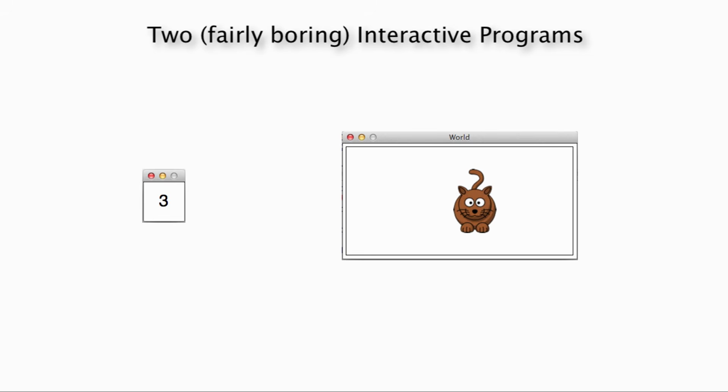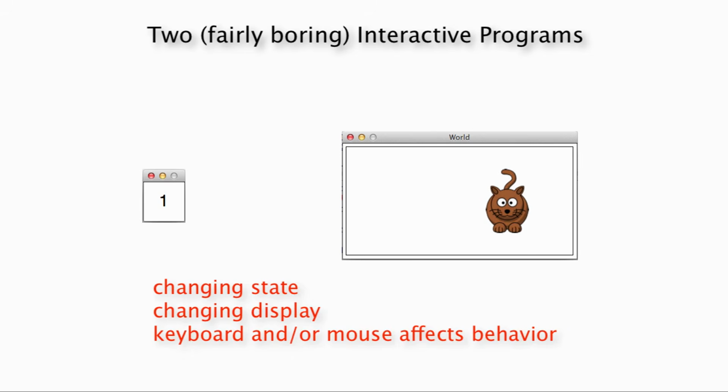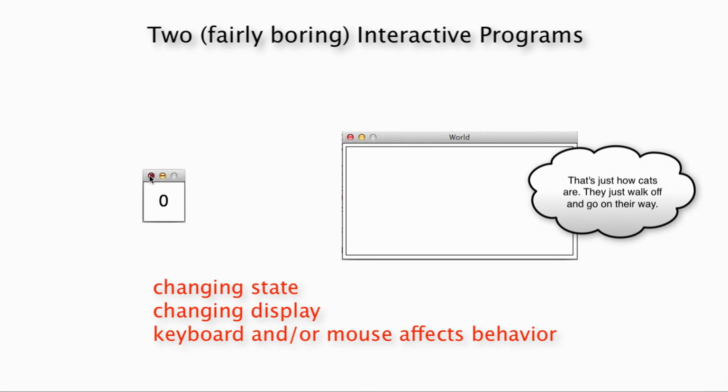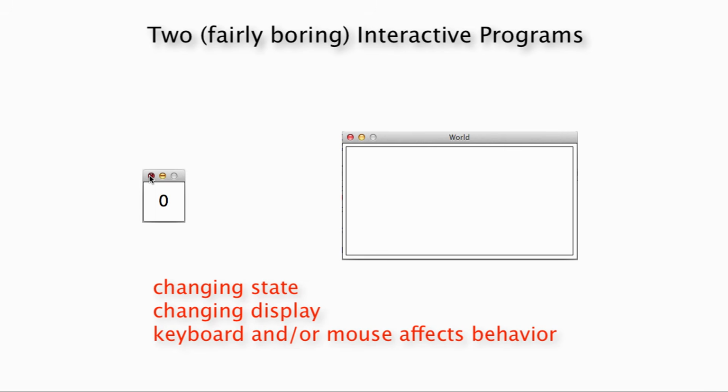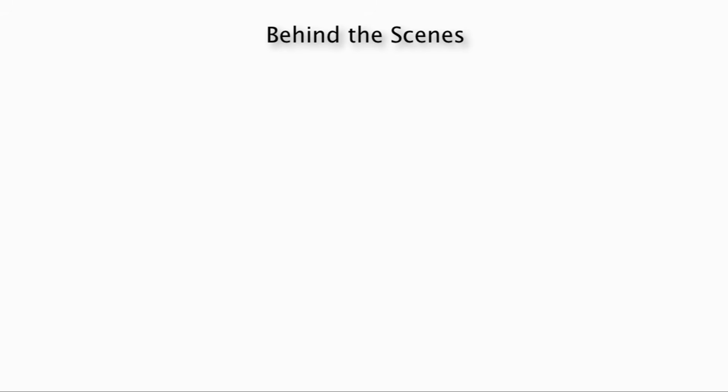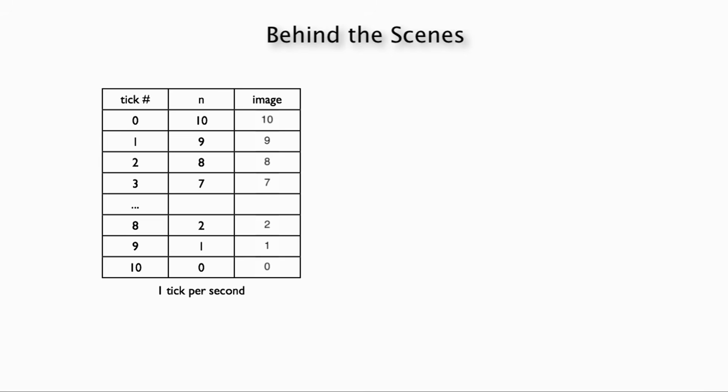These two programs have classical interactive behavior. Some underlying state is changing, the number in the countdown or the position of the cat. There's a changing image on the screen, and pressing the key does something, or perhaps clicking the mouse might do something. So there's two simple interactive programs. Now let's think about what's going on behind the scenes, starting with the countdown program.